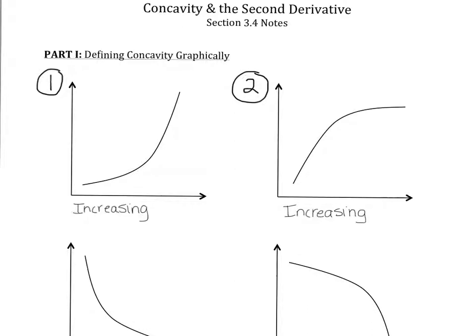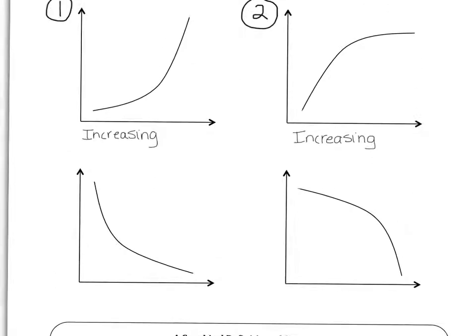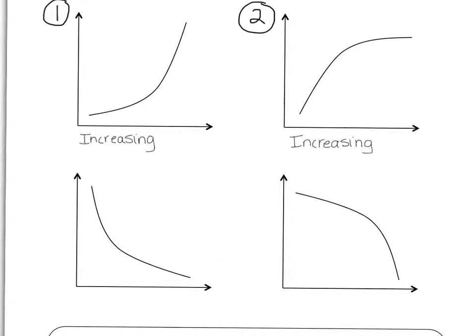Now I direct your attention to curves what I'm going to call 3 and 4. Right? Each of these curves is decreasing, right? In fact, curve 3 is decreasing, right? And curve 4 is decreasing as well, but there is something sort of fundamentally different about the way that they decrease. All right, so I'm going to label curves 3 and 4 as both decreasing.